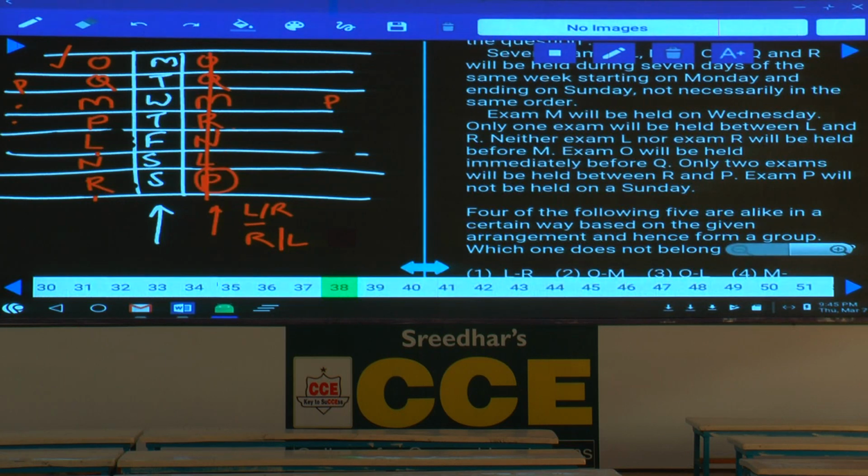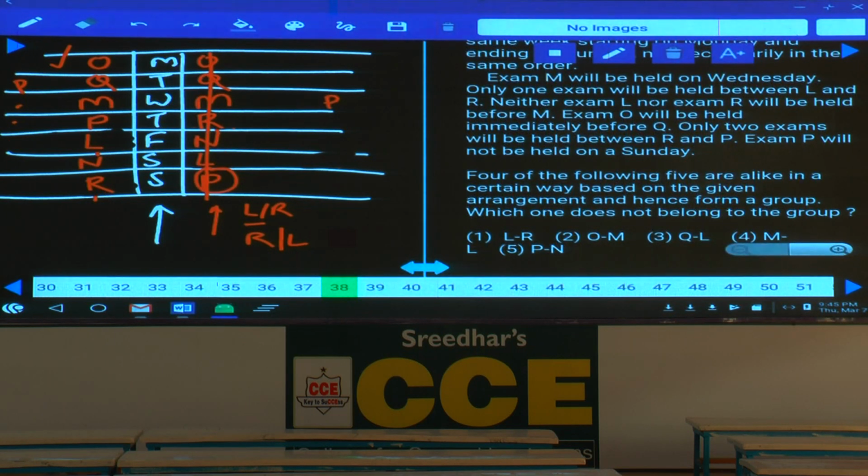Then question number 38. Now in this 38, 4 out of the following is nothing but an odd man out. Now in this odd man out, L and R. Now tell me between L and R, how many are there in between? 1. O and M, between O and M, there is exactly 1. Q and L, between Q and L, there are 2. M and L, there is exactly 1. P and N, there is exactly 1. Then what is your answer here? Choice 3. Except choice 3, in the remaining pairs there is exactly 1 examination held between them. Hence, in choice 3, there are 2 examinations held between these two, hence that is the odd one.